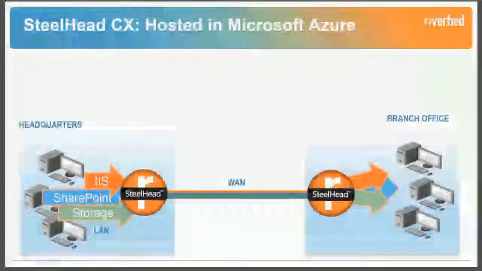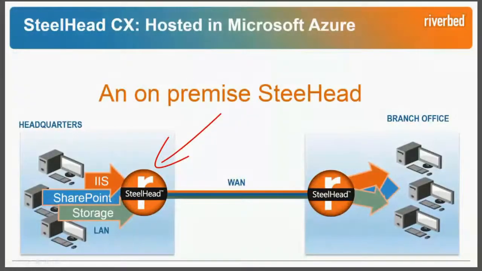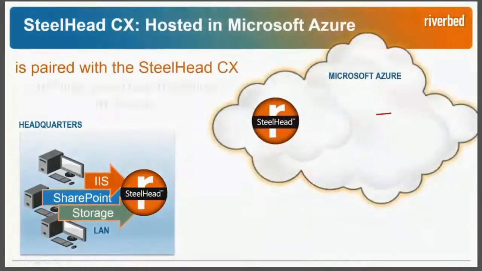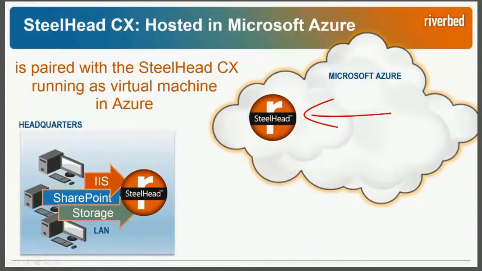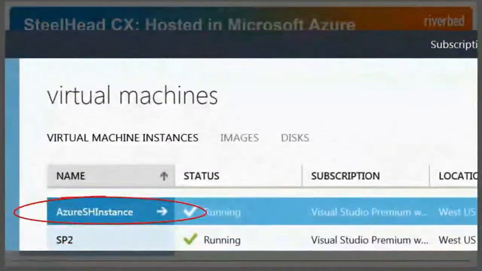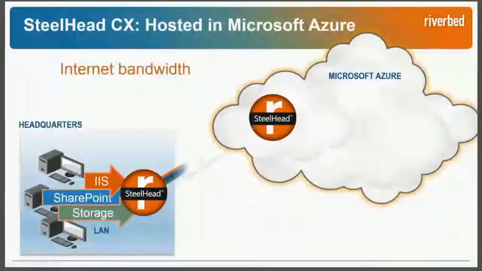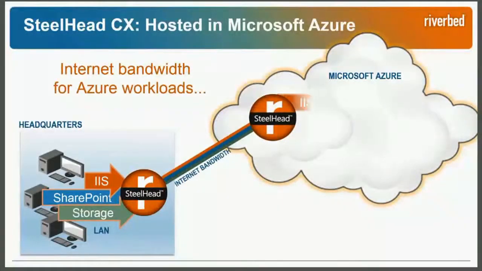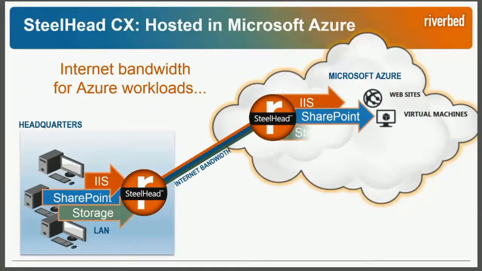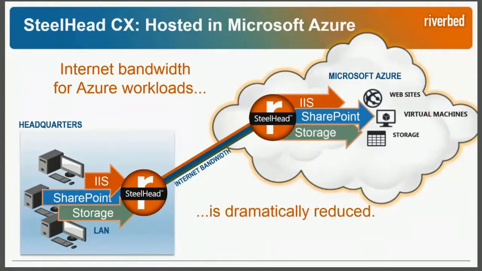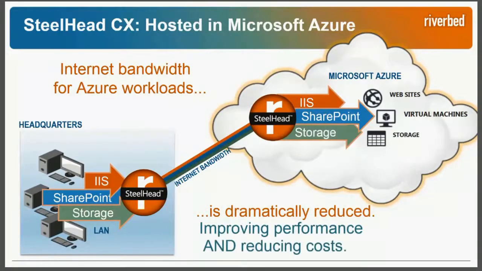Now you can do the same thing with Azure workloads. And this is where it gets really interesting. You can take an on-premise Steelhead and you can pair it with a virtual machine running Steelhead in Azure. You can then optimize these Azure workloads so that you can do HTTP workloads like IIS, SharePoint, moving stuff into blob storage, and you're going to dramatically reduce your bandwidth and improve performance while reducing your costs.